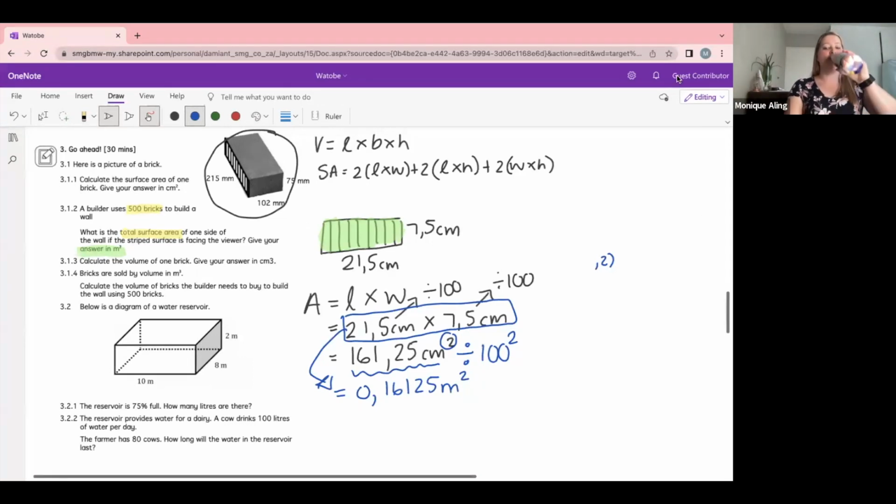161,25 divided by 100 squared. 100 squared gives you, let's start there. What does 100 squared give you? You guys need to think about this. Hey, Emitle, you have a question. Let's hear from you.